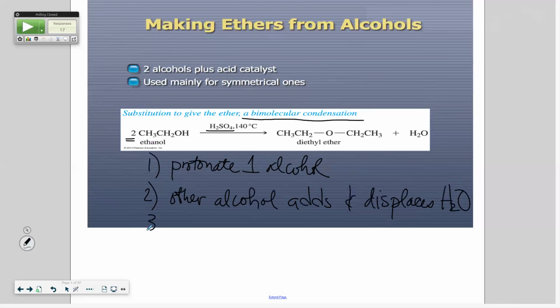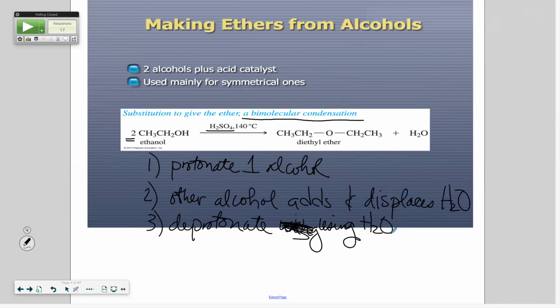And then there's one step left. You have to deprotonate. When you deprotonate with the water, you make H3O plus. Okay, this regenerates the H3O plus, which can then protonate another alcohol.